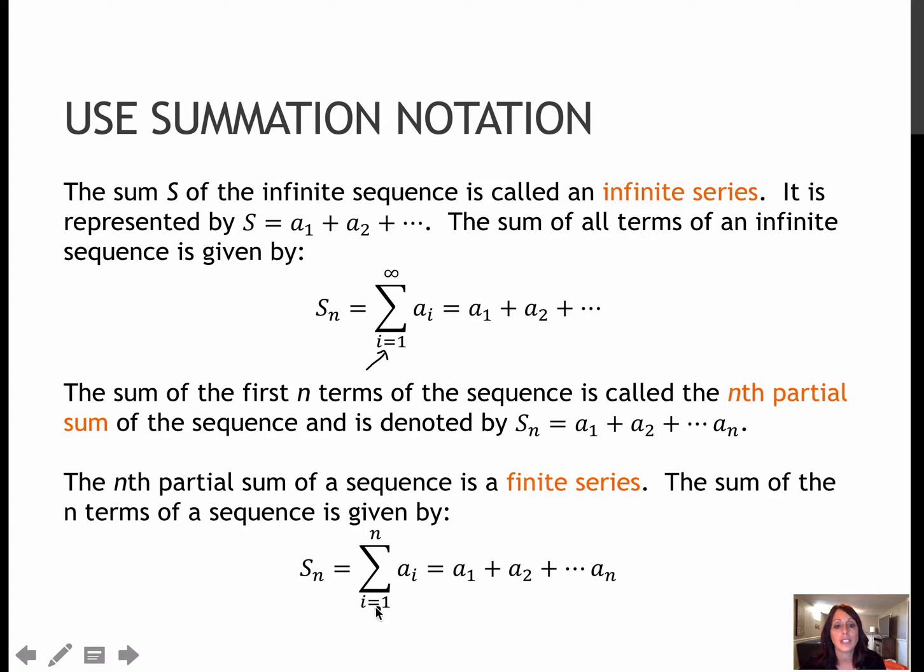Notice this one is different because this upper bound, so the lower bound is still 1, but the upper bound is n, meaning that my last term is a sub n. Obviously, normally there will be a number here as opposed to a variable. This will make much more sense when we're doing this.